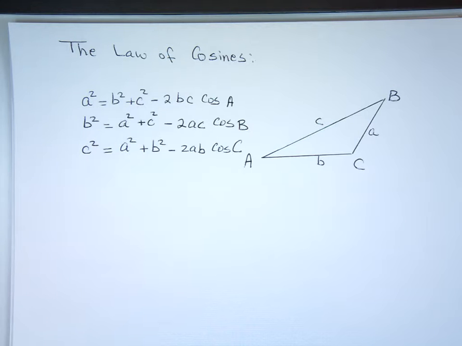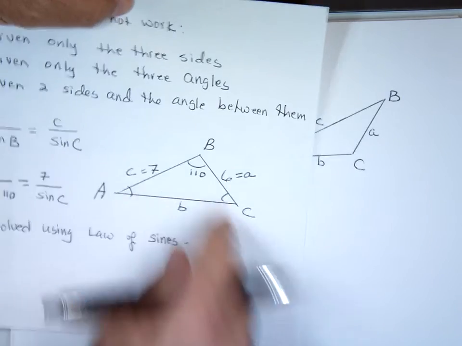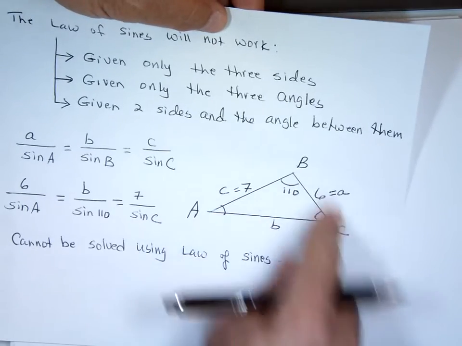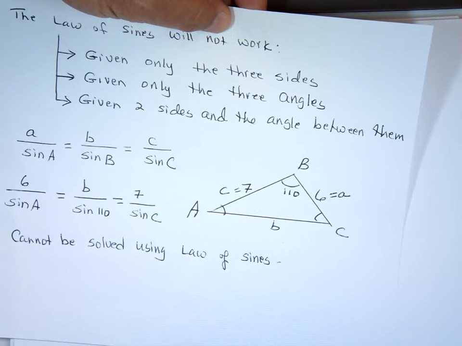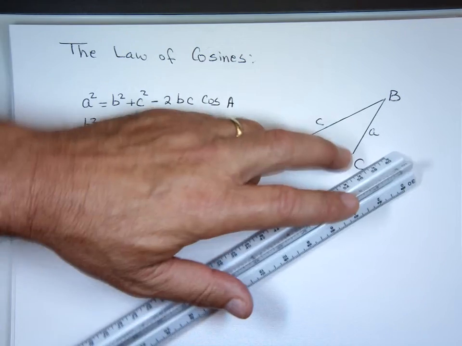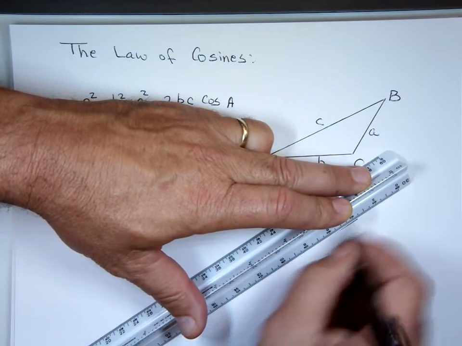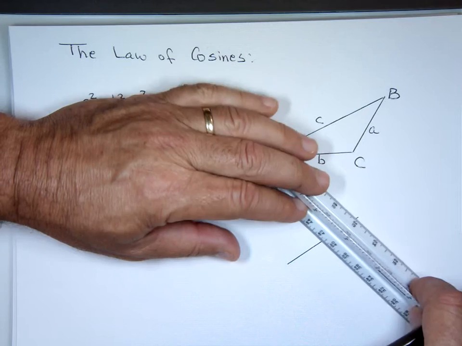Okay, let's take an example. Let's take the one that we tried on the previous video 2 minutes ago. That didn't work out. That was this one. We tried the law of sine, we could not do it. So let's try the law of cosine. So let me draw that one we have here. This is what we had.